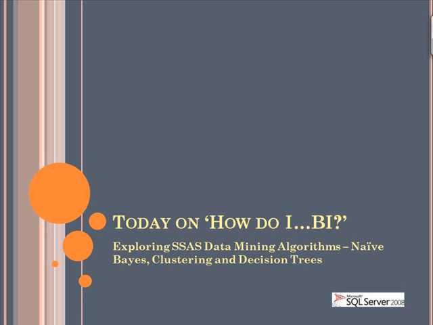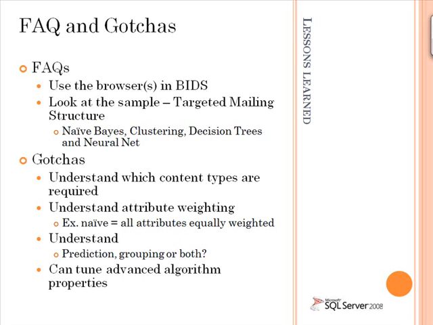In this edition of How Do I BI, we're going to take a look at some of the included data mining algorithms in Analysis Services. We're going to do this from an implementation standpoint rather than from a conceptual standpoint, and I encourage you to read my book to get more conceptual background. We're going to look at naive Bayes, clustering, and decision trees. Before we do that, we'll go over the FAQs and gotchas around the implementation of these particular algorithms.